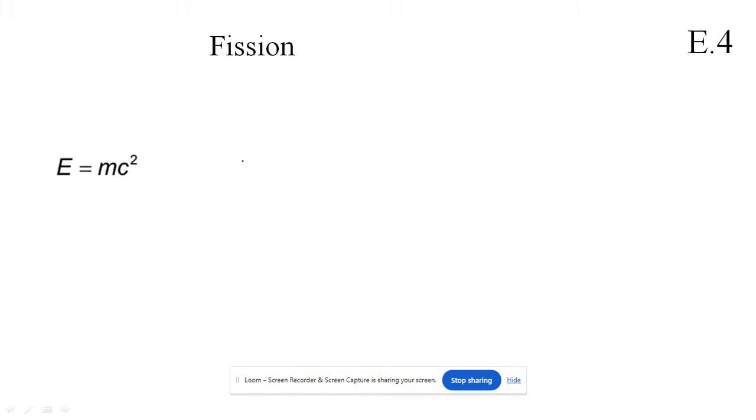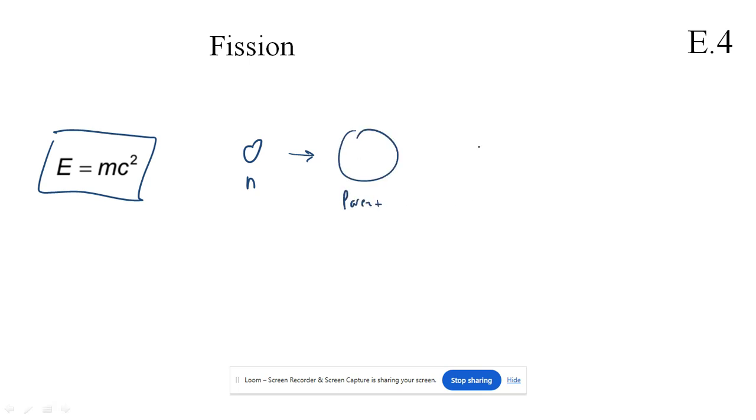So for fission, they don't really have any formulas. I imagine they're going to have you do this, right? Really, what it is, it's going to be the parent nuclei. So you have a neutron, and then it's going to hit a parent nucleus, and what's going to happen here is it's going to split.